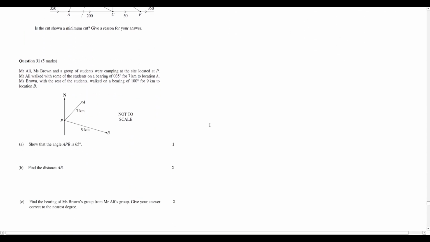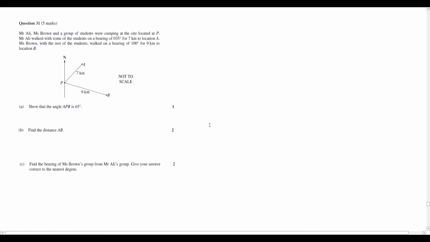Okay. Question 31, lovely bit of trigonometry here. Mr. Ali, Miss Brown, and a group of students were camping at the site located at P. Mr. Ali walked with some students on a bearing of 35 degrees for 7 kilometers to location A. Miss Brown, with the rest of her students, walked on a bearing of 100 degrees for 9 kilometers to location B. So it asks us to show that the angle APB is 65 degrees.